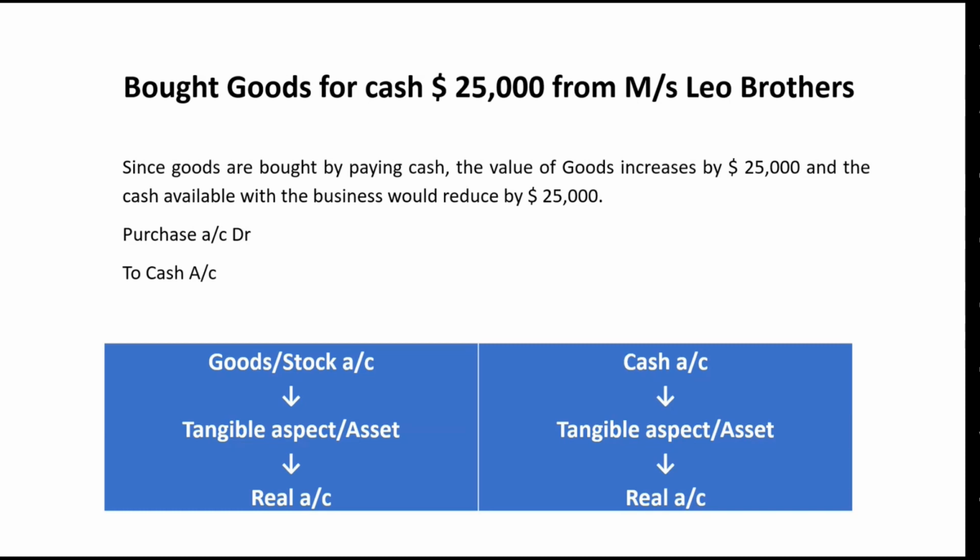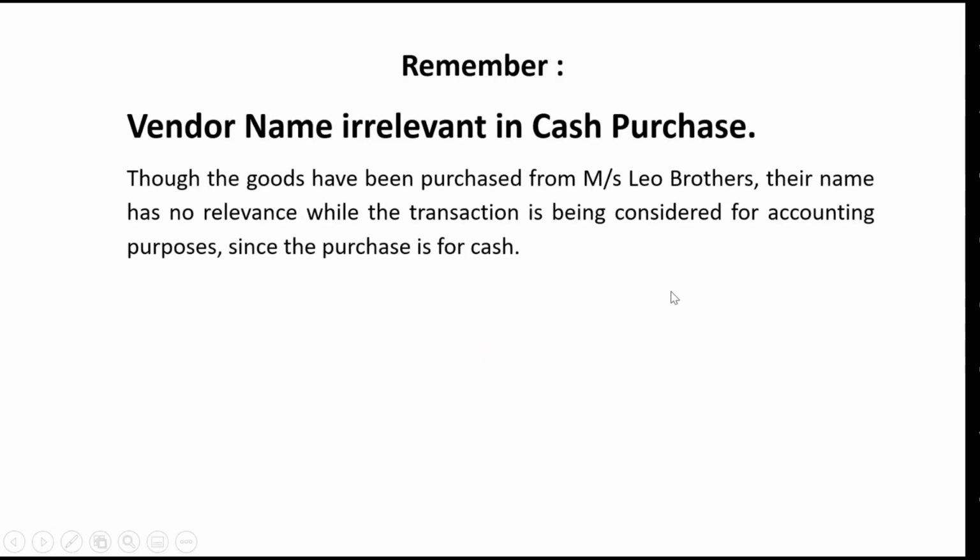It means cash has gone from the business, and we have purchased goods, which we can see and touch; these are the tangible aspects of the business. So debit what comes in and credit what goes out, right? In this case goods are tangible and we can consider this as real. On the other side, cash is going from the business, so cash is also tangible and this is also real. The next journal entry we can see here.